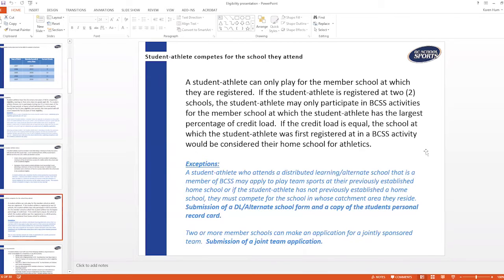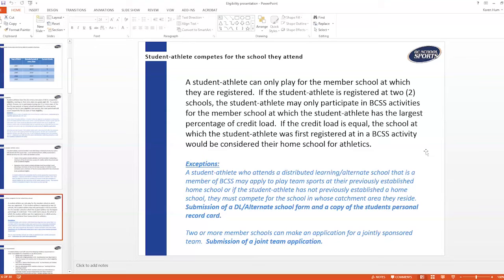The only exception to that would be if a student is a distributed learning or alternate school student, they can apply to play team sports at a previously established home school, or if they haven't previously established a home school, they can compete for a school whose catchment area they reside. The other exception is if they're cross-enrolled at schools, they're going to compete for the school in which they have the greater credit load. And if it's an equal credit load, it would resort back to the school where they first established a home school.